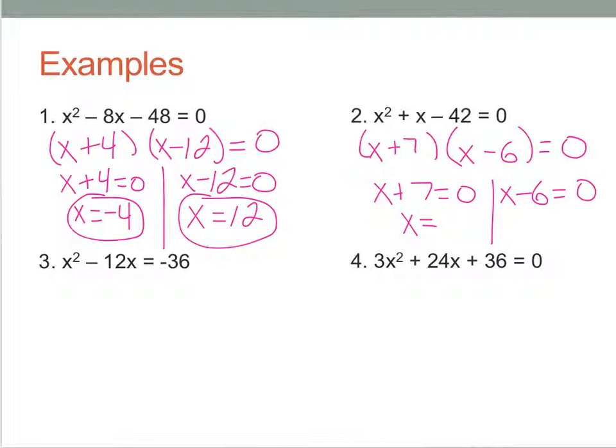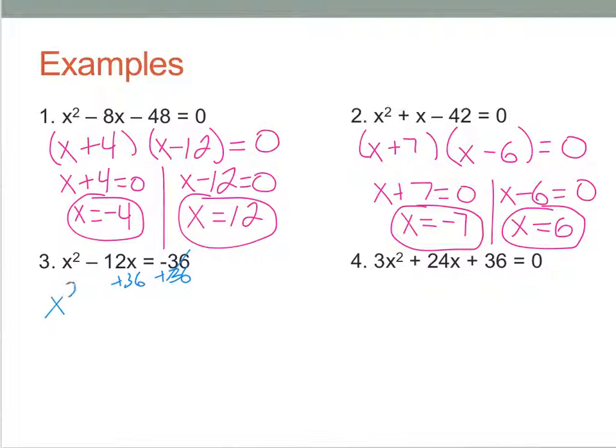Solving for x, we have x equals negative 7, or x equals positive 6. Good job. Alright, let's see, number 3. If you notice, number 3 is not set up like our other two. This time it says x squared minus 12x equals negative 36. Well, let's first get my equation equals 0. So just add 36. We're going to bring it over to the left. If you can't combine it, just write it next to our x term.